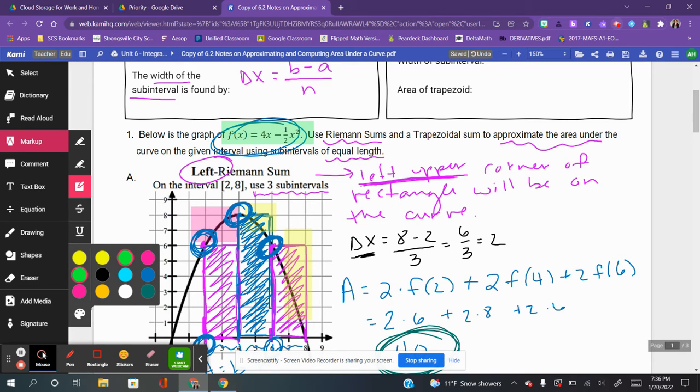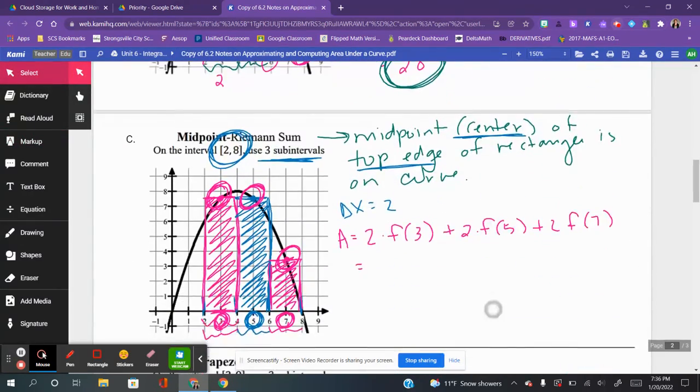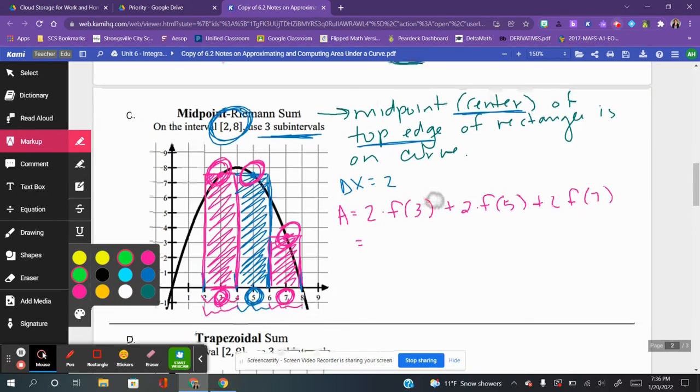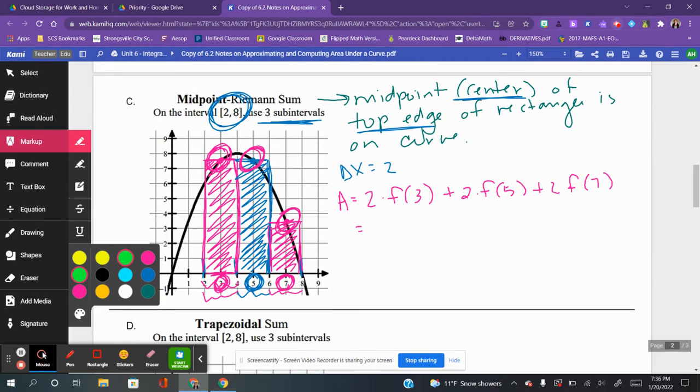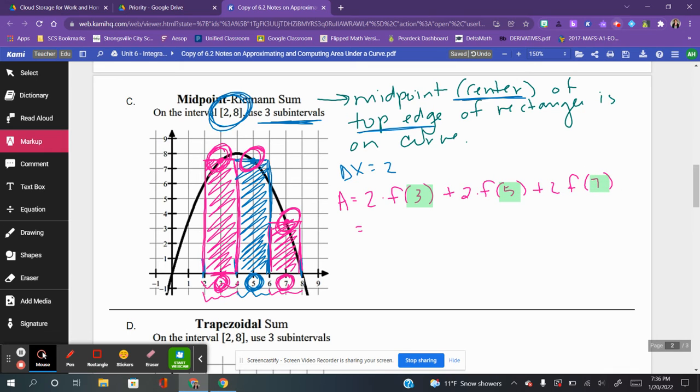This original function, remember, is f of x equals 4x minus 1/2 x squared. So type that into y1, okay? And then, of course, go to your table. And while you're in your table, you're going to type in these x values of 3, 5, and 7, so you can get the outputs that go with it.